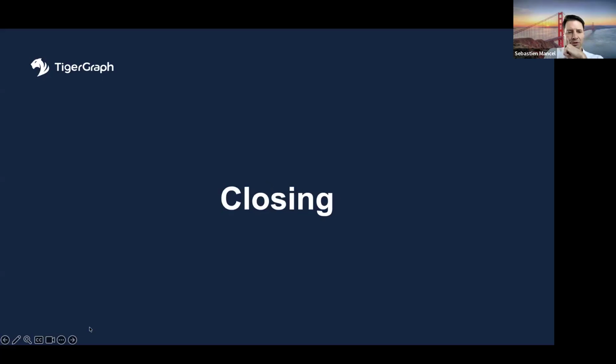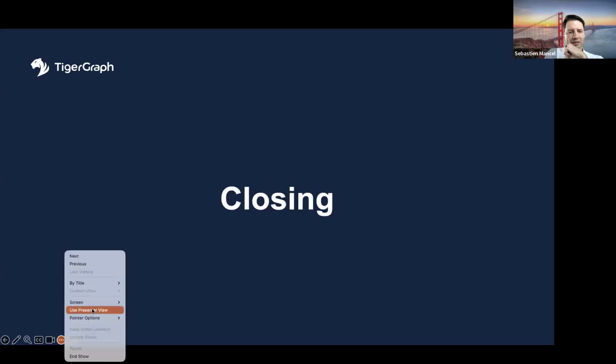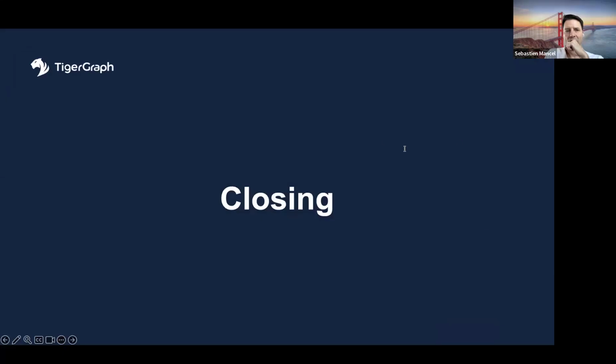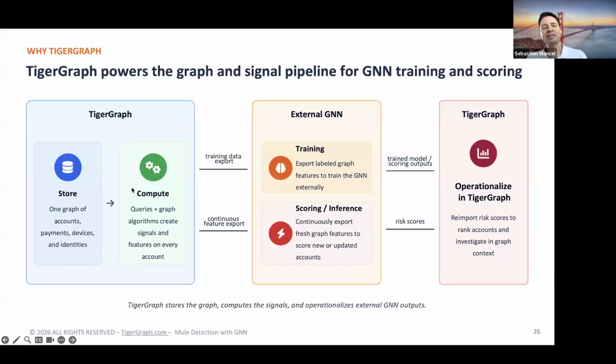All right, so we'll switch it back to the presentation. You can all see my screen. So let's look at the end-to-end flow. The process starts inside TigerGraph, as Abraham has shown. This is where we store the connected data: accounts, payments, devices, identities, and the relationships between them. That matters because Mule detection is not just about individual attributes. The strongest signals come from how accounts are connected and how behavior spreads across the network.